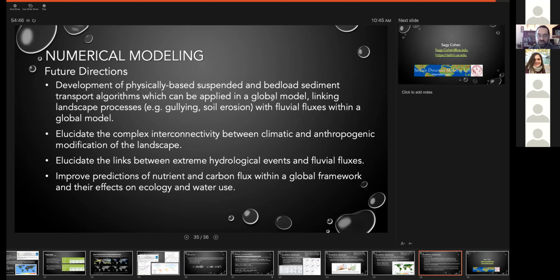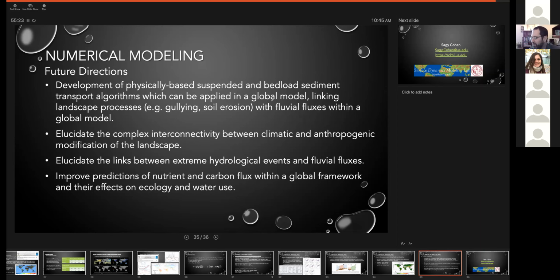So again, we heard about gullying, but soil erosion in general, landslides, and all these other factors that affect sediment dynamics within the basin. So the time is now right to put all of these together within a model. It was not very feasible just up till now. But there's still a lot of work to be done. So linking all of these small scale hillslope and fluvial processes into a basin scale understanding of sediment dynamics.